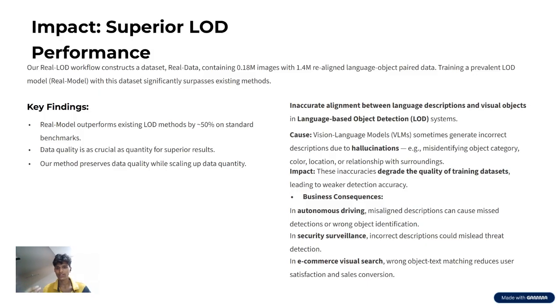If you see the business consequences, in autonomous driving, misaligned descriptions can cause misaligned detections or wrong object identification. In security surveillance, incorrect descriptions could mislead threat detection. In e-commerce visual search, wrong object detection reduces user satisfaction.